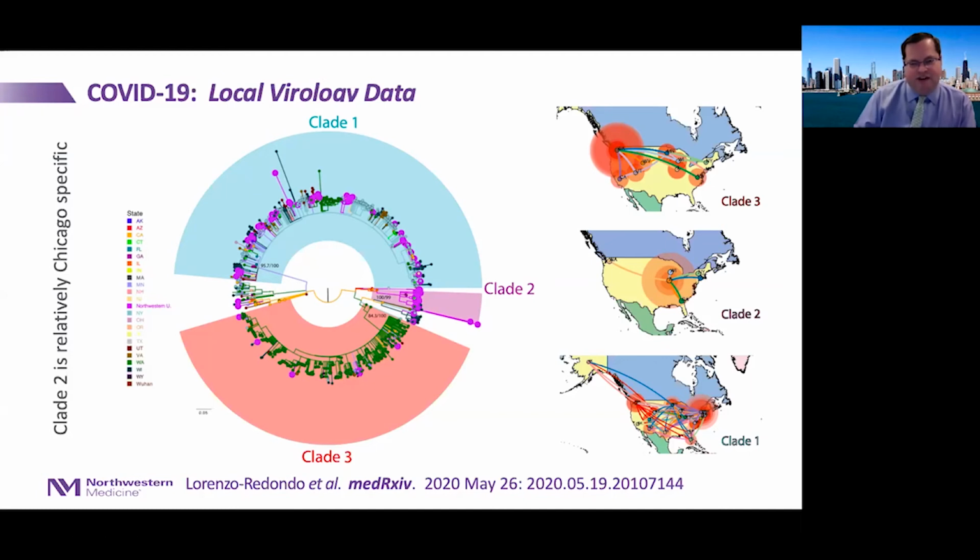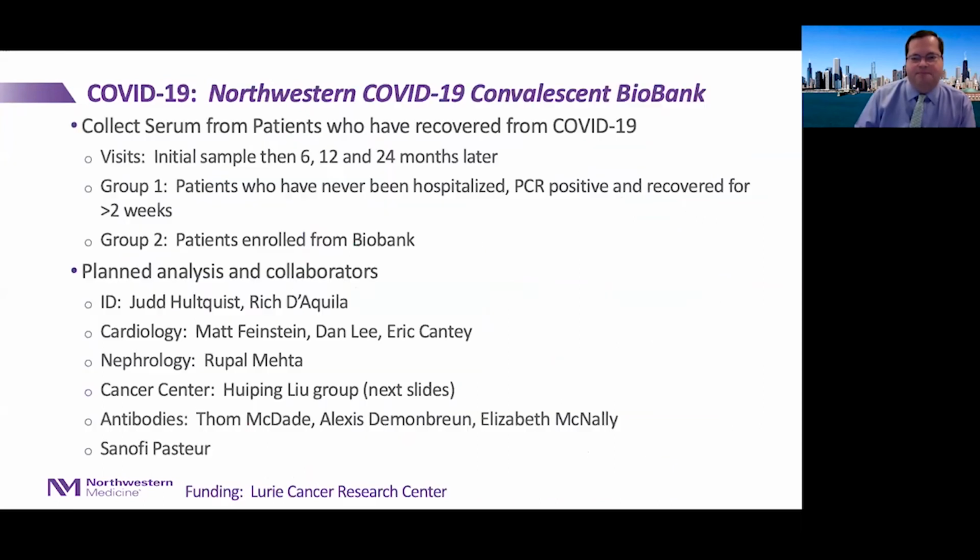Interestingly, this virus is associated with slightly increased viral replication as well. Next slide.